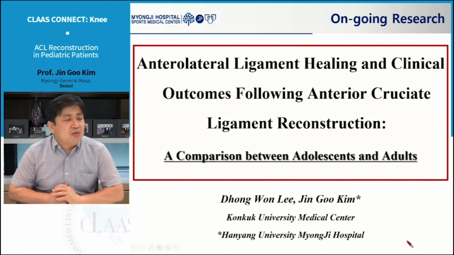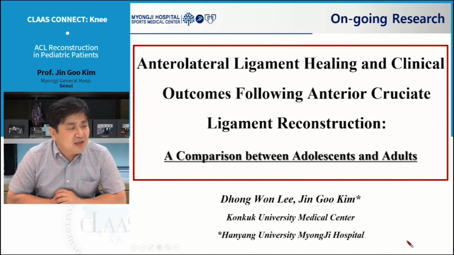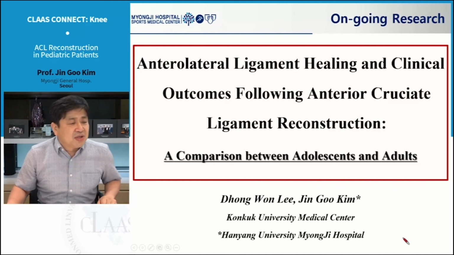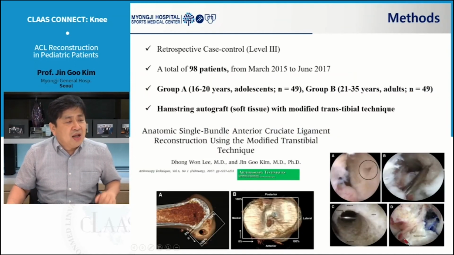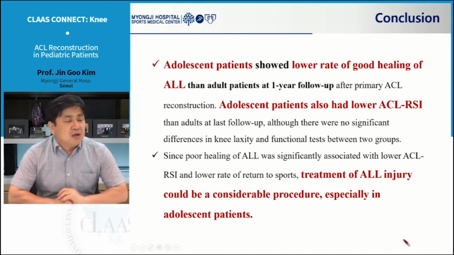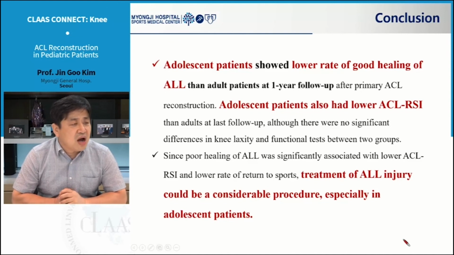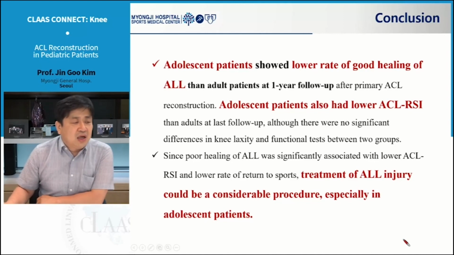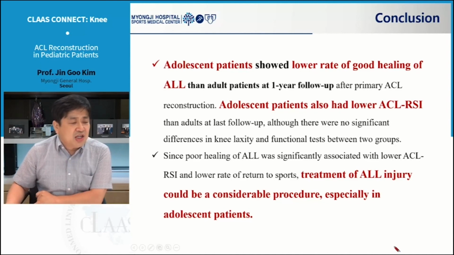This is our ongoing research on ALL healing and clinical outcome in ACL reconstruction, comparing the adolescent group and the adult group. Our conclusion until now is that the adolescent group has a low rate of healing of the ALL and increased functional instability compared to the adult group. So special treatment of ALL injury could be a considerable procedure, especially in adolescent patients.